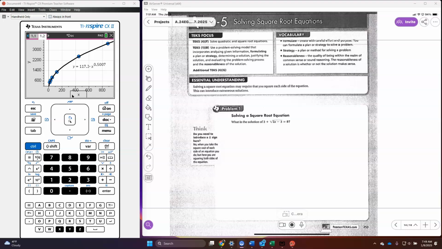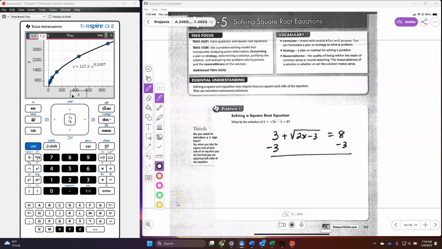I'm going to provide you with additional examples of solving square root equations. So here we have 3 plus the square root of 2x minus 3 equals 8. The goal is to have x by itself, or to isolate x. So we have this square root equation. I'm going to go ahead and subtract 3 from both sides. So we have 3 minus 3, which we know is 0. Now we have the square root of 2x minus 3 equals 8 minus 3, which is 5.